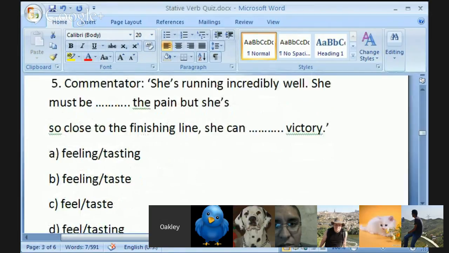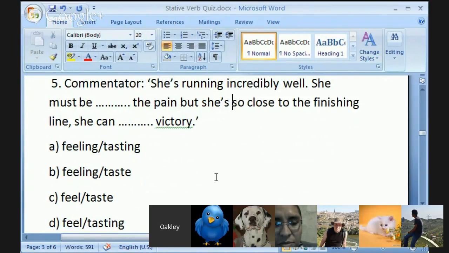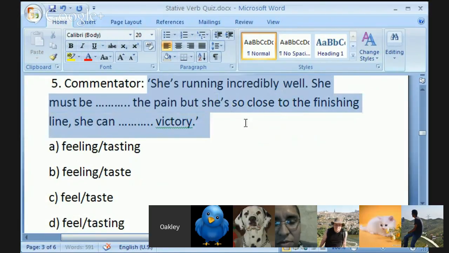Ahmed. Ooh, what do you think of this one? She's running incredibly well. She must be feel the pain, but she's so close to the finishing line. She can taste effectively. Okay. Close.